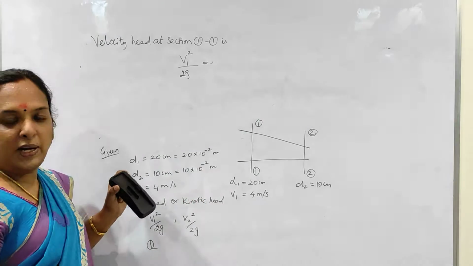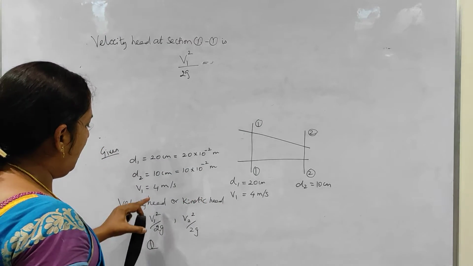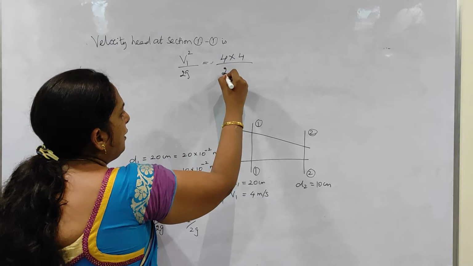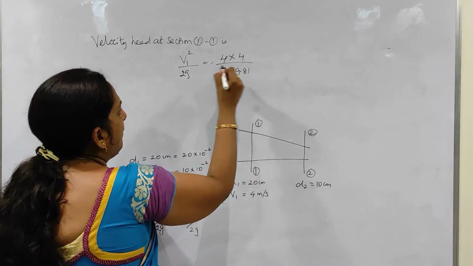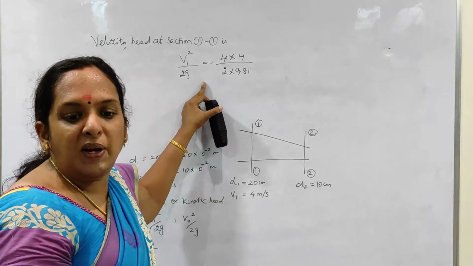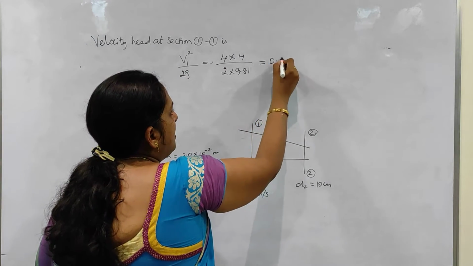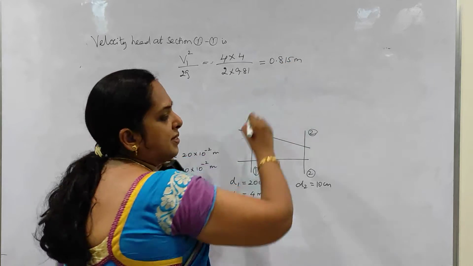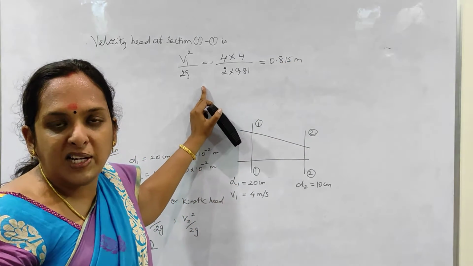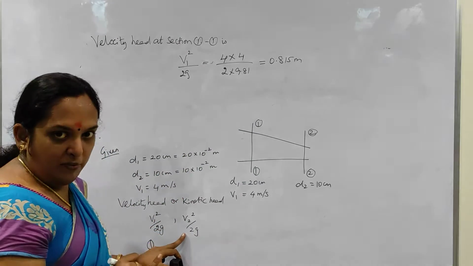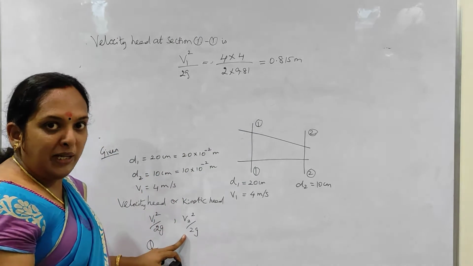So V1 square by 2G is equal to, what is V1? It is 4. 4 into 4 by 2 into G, which is 9.81. So this is my V1 square by 2G. What is the answer I am getting here? It is 0.815 meters. So I have got my velocity head at section 1. Now I want to get the velocity head at section 2, but I don't know how to find it.